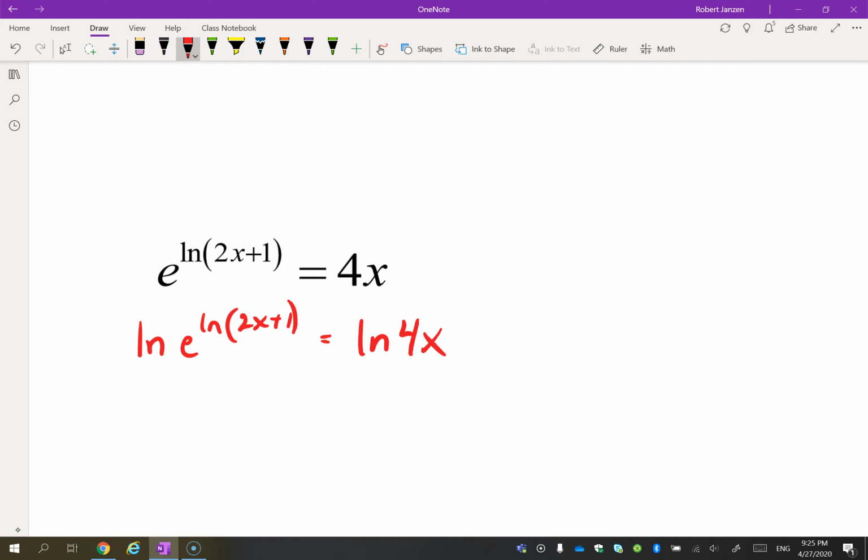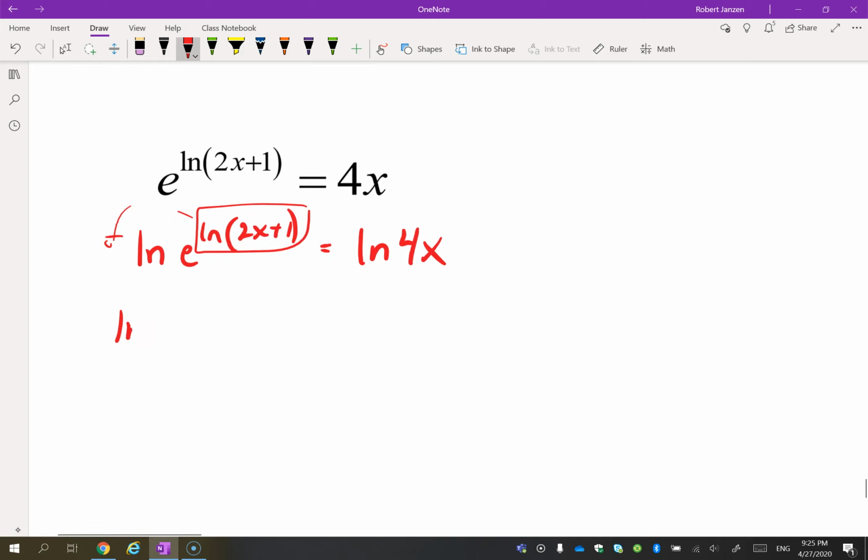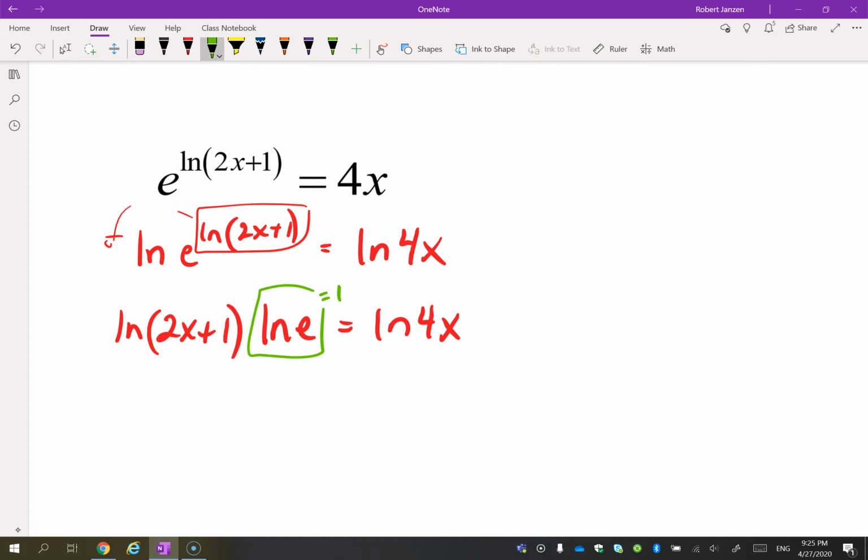Okay, so I took the log of both sides. Now what? Well, now I can move this to the front, to the coefficient, so I get that, and remember I told you how often this was going to show up? The natural log of e, that's 1. So I can just forget about it because multiplying by 1 doesn't change anything.